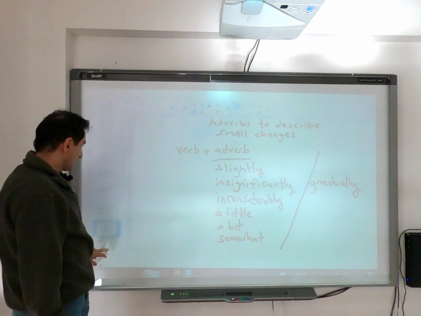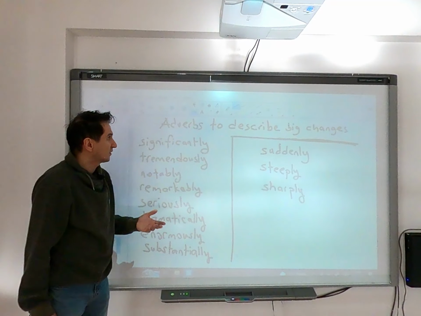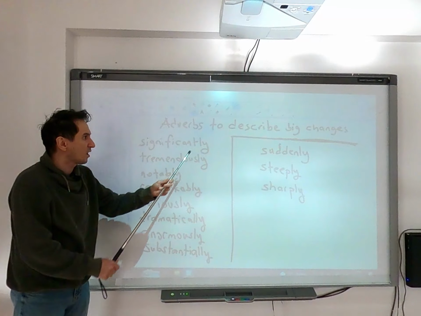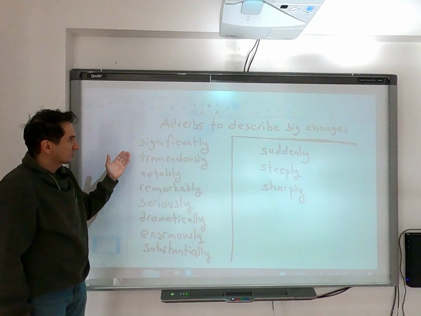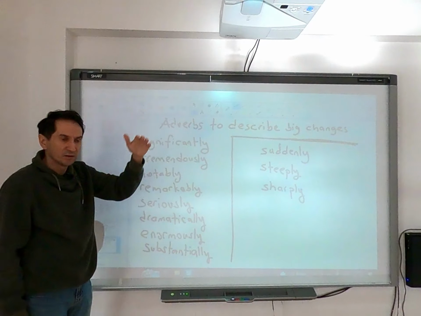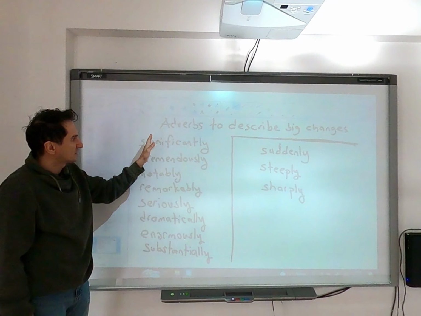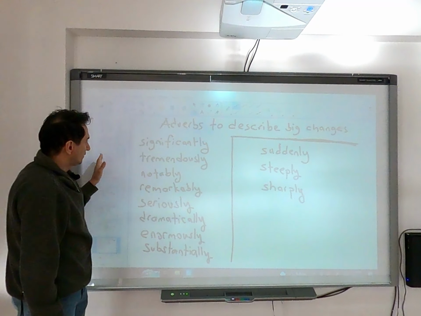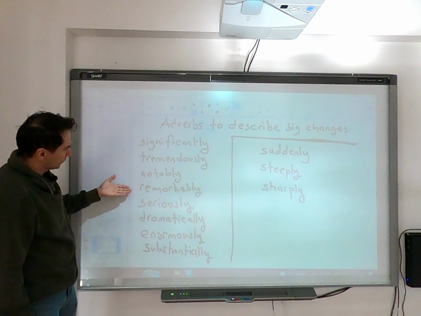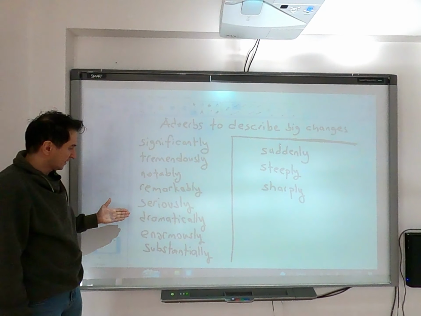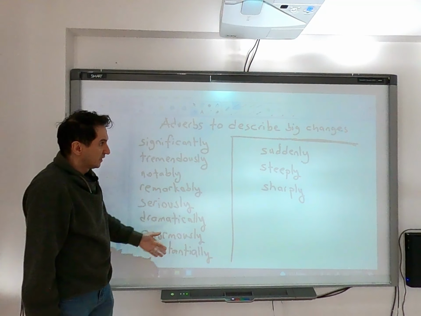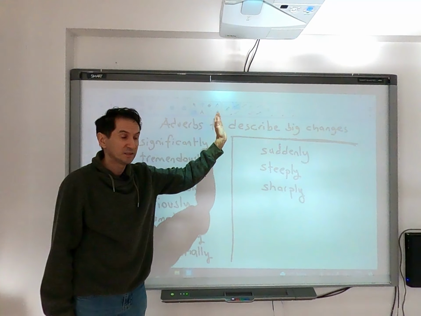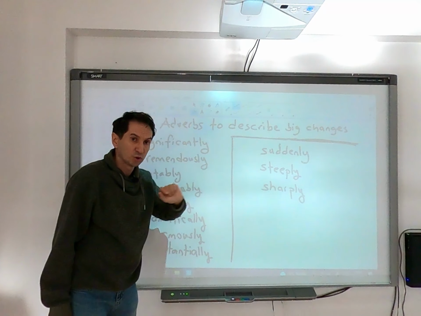And when we are describing the big changes, the adverbs that we use, same thing. So you have significant as an adjective, you put ly, significantly, okay? So this means at a high level. So you can say figure increased significantly, okay? The trend went up tremendously, okay? So notably, remarkably, seriously, dramatically, enormously, and substantially. Now again, if the change is sudden, you can say suddenly, so the figure increased suddenly, or steeply, or sharply, okay?